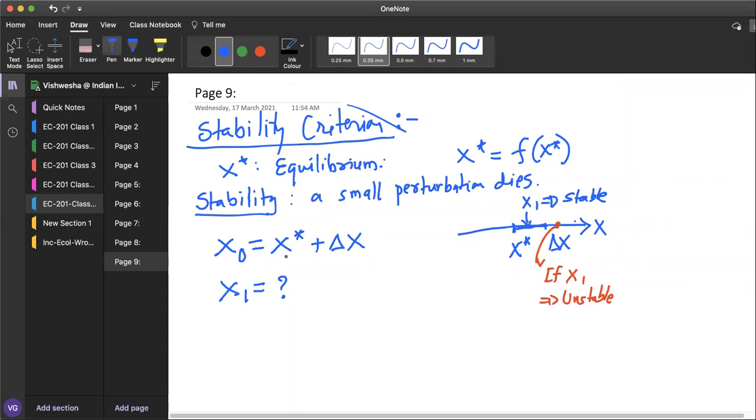Okay. So let us now try to find out what is x1. How do you find x1? x1 is nothing but f of x0. All of you agree with that? That's by definition, right? That's our model. To find x1, just input that into the function f and we will get the next population. But what is x0? x0 is nothing but x star plus delta x.